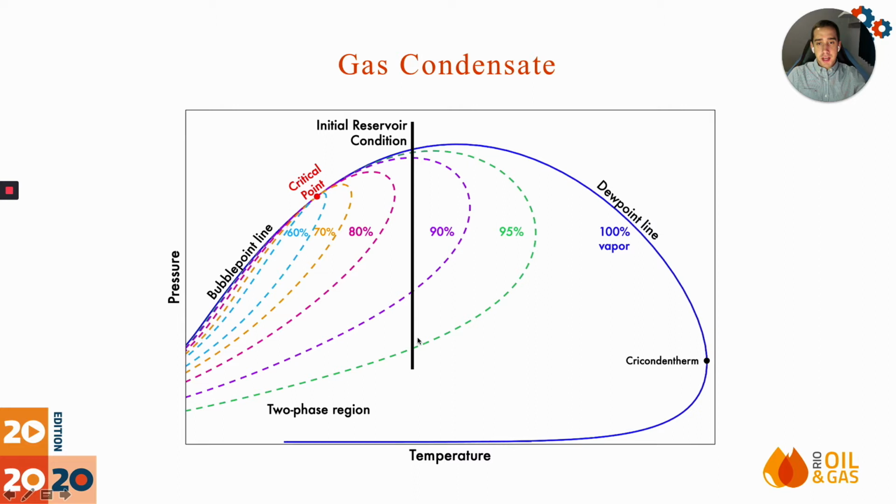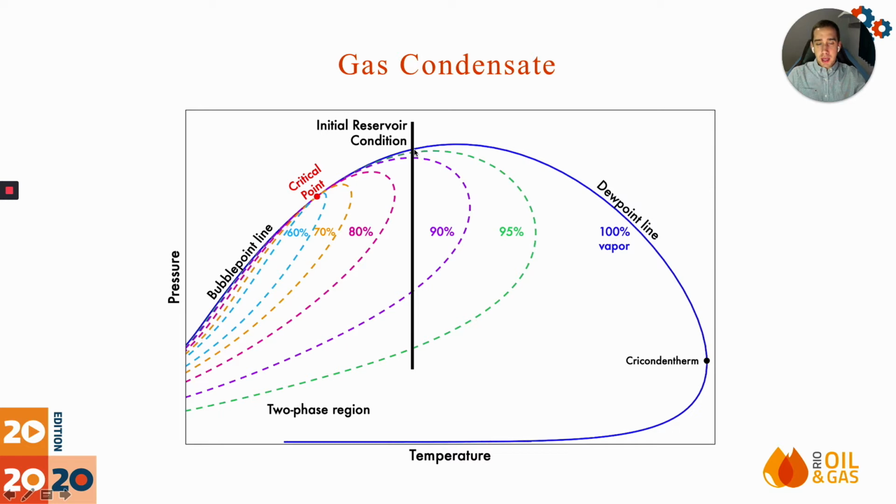Checking this black line over here, it represents the reservoir. We have at the top the initial reservoir condition, and at the beginning we have only gas in the reservoir. And as soon as we start to produce, we decrease the pressure, and we reach this blue line over here, the dew point line. And at this point, we have the first droplets of liquid coming out of the gas.